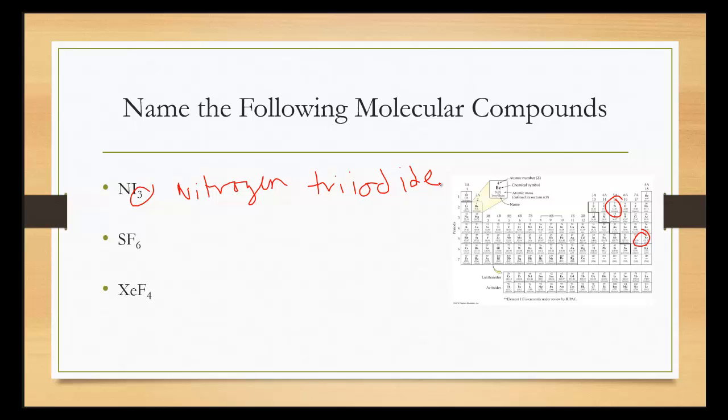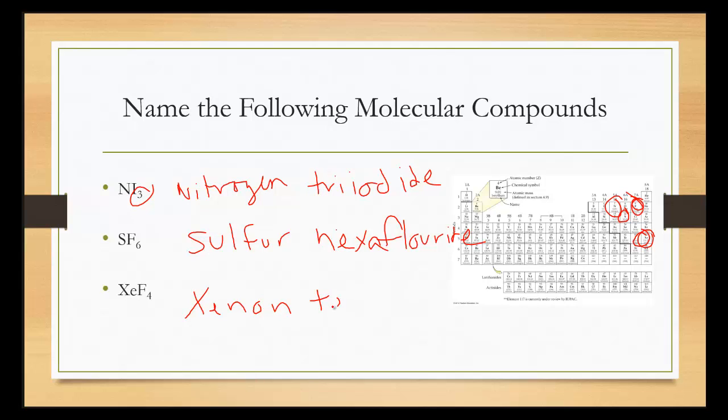Sulfur and fluorine. Sulfur, I leave off the mono for the first element. 6 is hexa, and then fluoride. Fluorine becomes fluoride. Next one, xenon and fluorine. 4 is tetra, so tetrafluoride.